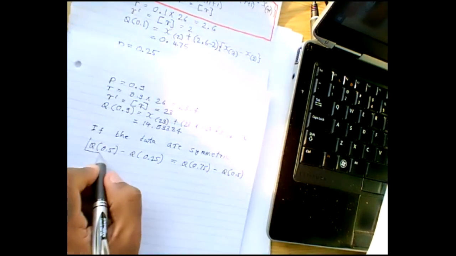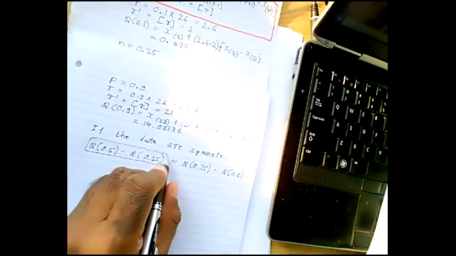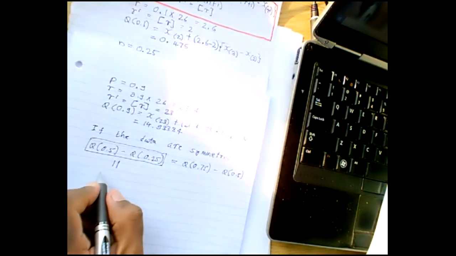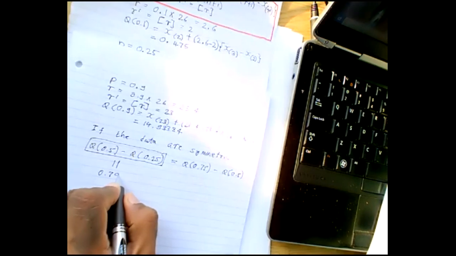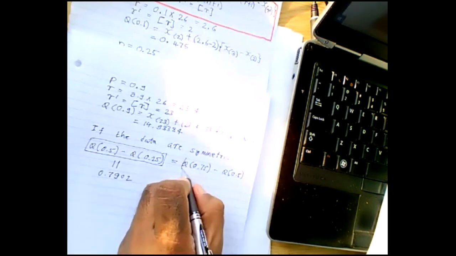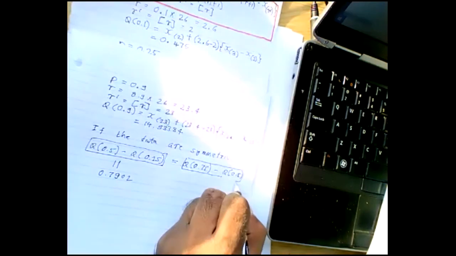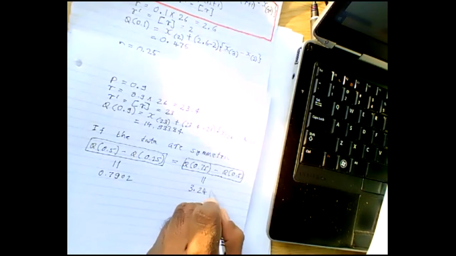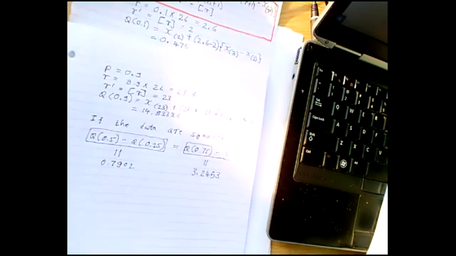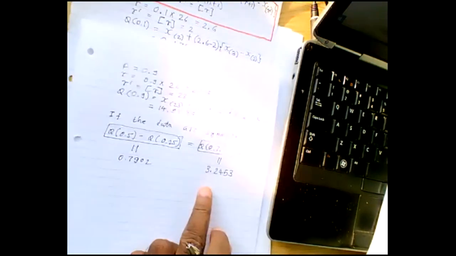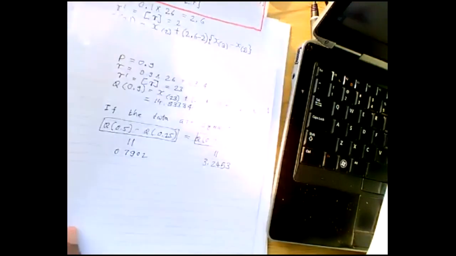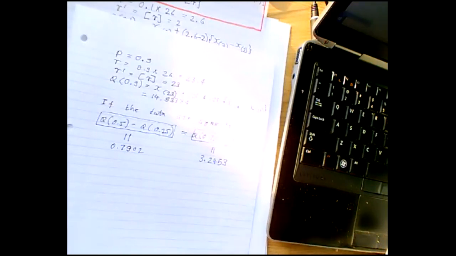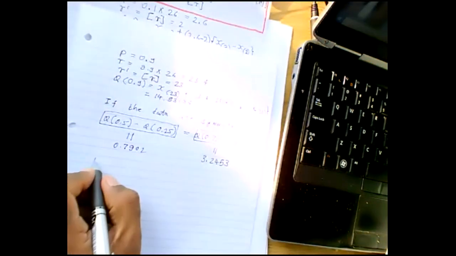Right now, for the data that we are given, this value is equal to 0.7942, and this one, using what we just computed, is equal to 3.2453. So these two values are not even close to being equal, right? So what you can say is that the data are not symmetric.